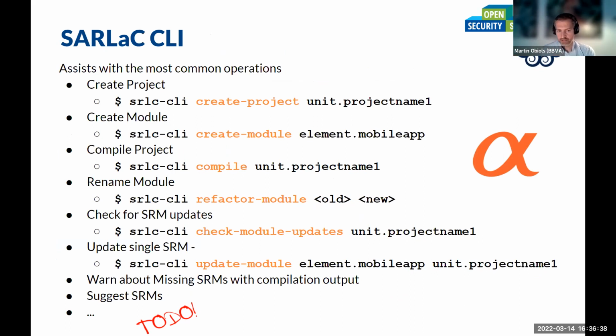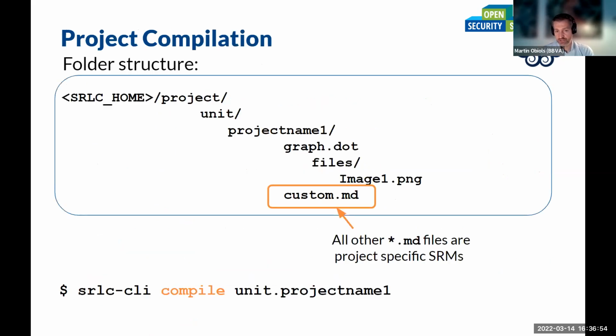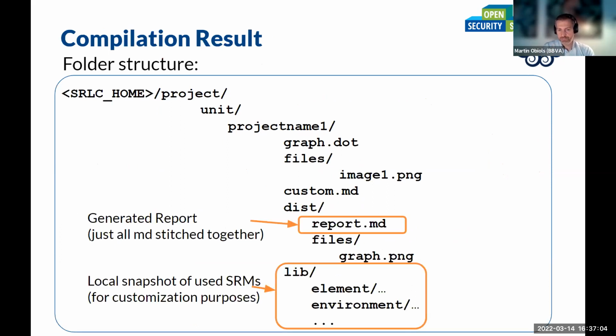Also the compile actions to generate the automation, and other potential useful features such as the helper to refactor a module, to check for module updates, or to update modules. Okay. So essentially, if we have this scaffolding for this project where the security architect wrote both an architecture diagram and a custom Markdown with the project description, we will compile this project and will generate a report and a copy of all the security requirement modules that were used to stitch together that report, right?